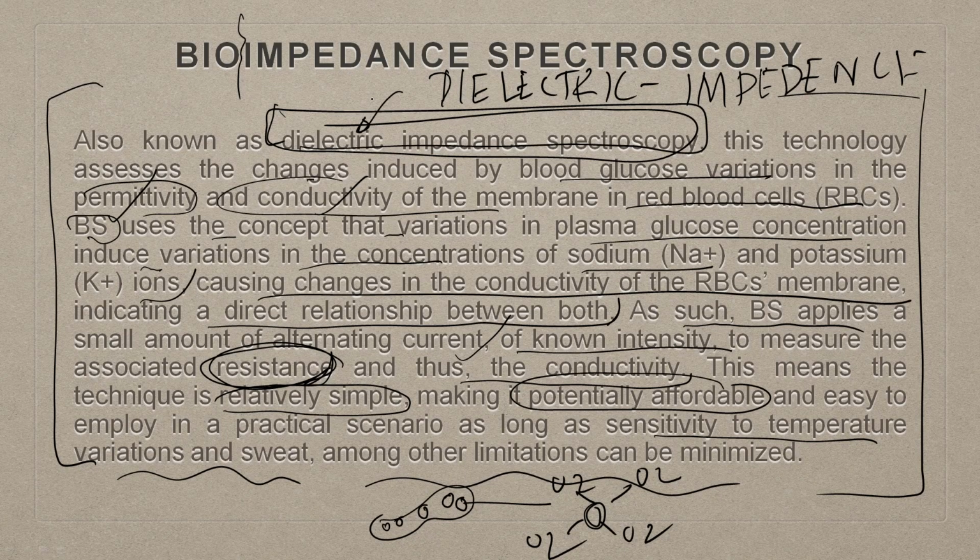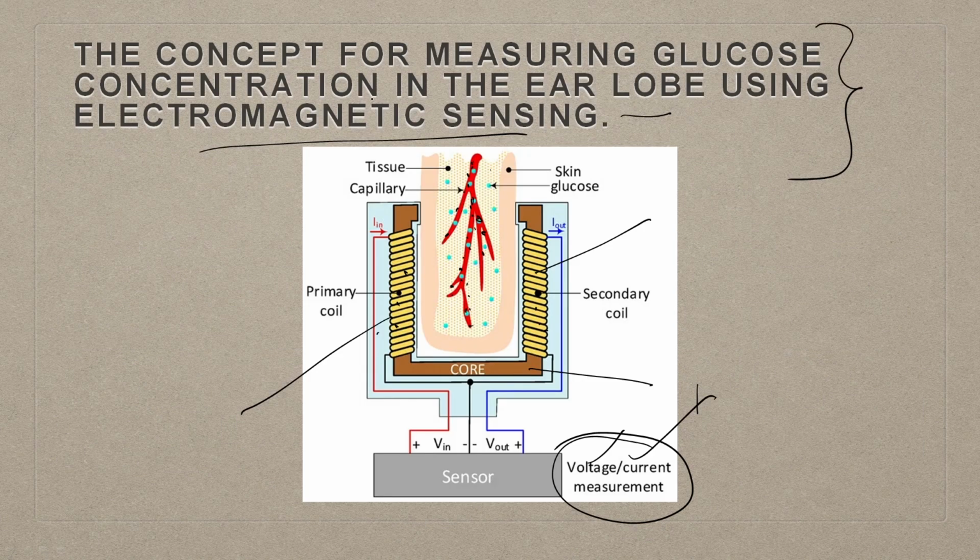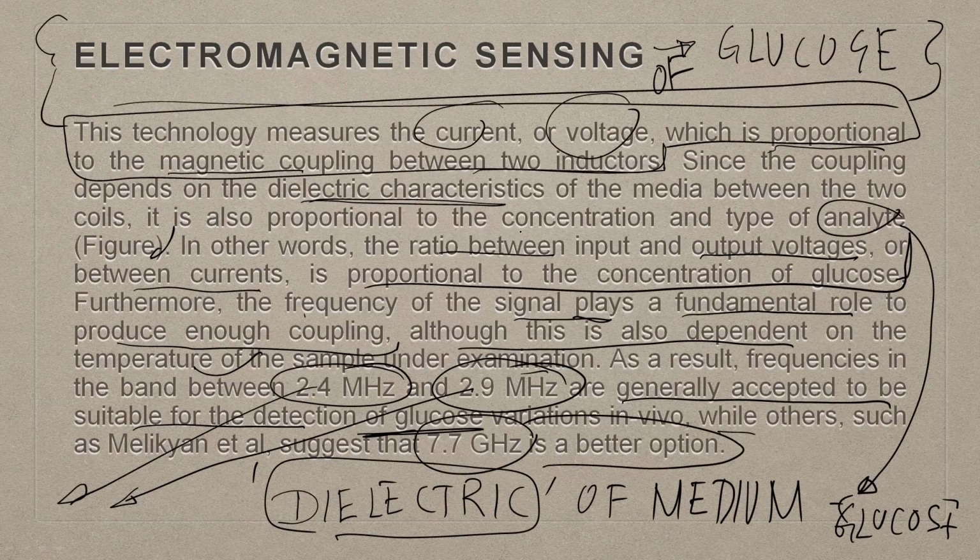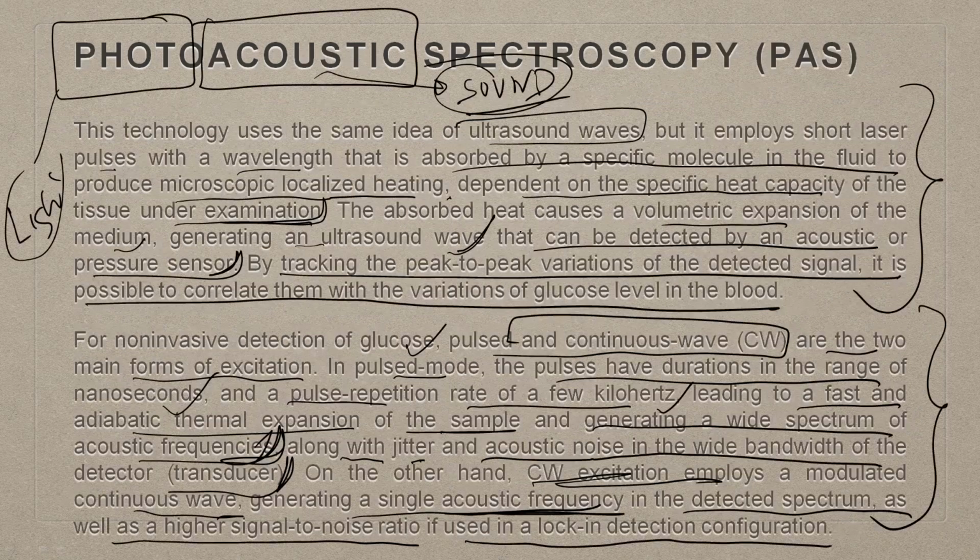Then we talked about bioimpedance spectroscopy, which takes into account the dielectric properties of the blood and of course the RBCs. Then we talked about measuring glucose concentration using electromagnetic sensing, where we had two inductor coils, the core of the magnet, and the changes which happen because of the amount of glucose present. Again, it is using the dielectric of the medium, where you have to go through the permittivity and other relevant dielectric properties.